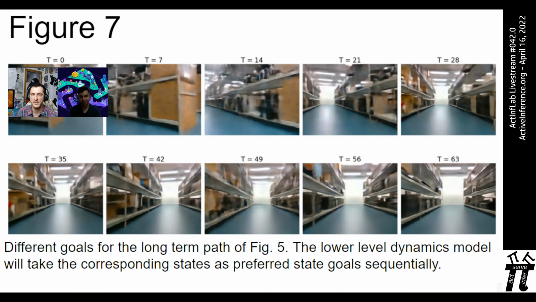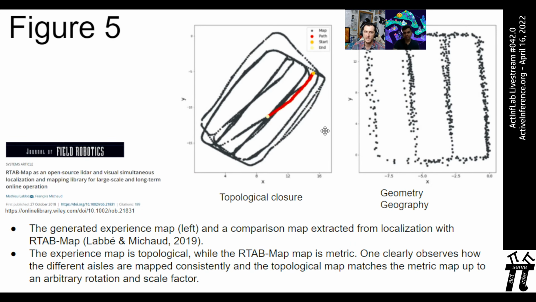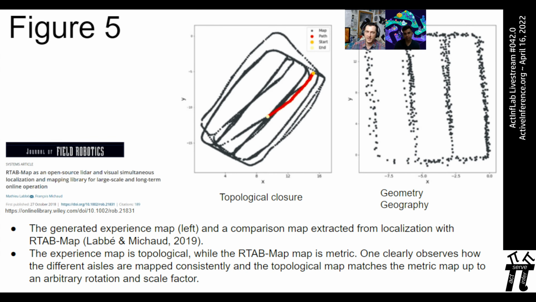Awesome. So figure 7, they write different goals for the long-term path of figure 5. So just here's figure 5 again with the topological closure of the higher model. The lower level dynamics model will take the corresponding states as preferred state goals sequentially. So this is where we see the connections between the models becoming enacted. So let's just say that one is coming around this edge, and there's two options. They can continue straight, or they can go right, or they can go in reverse, but we're considering forward motion only. So there's two alternate policies.